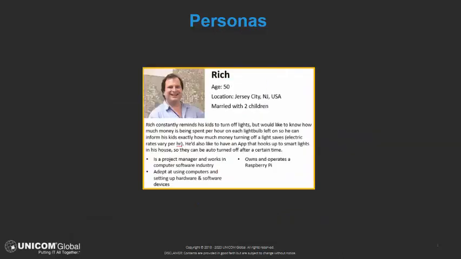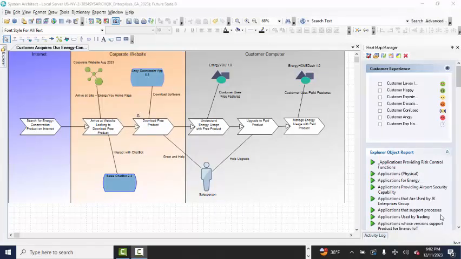In our fictitious example, Rich is looking for an application that will tell him exactly how much it costs per hour when leaving a light bulb on in his house, so he can encourage his kids to turn the lights off, and also for his own curiosity. How much does it cost to run a 75-watt bulb overnight? He also wants an app that can hook up to his smart devices in his house so he can turn them on and off. So we map Rich's journey, starting on the internet where he searches for an energy conservation product and finds ours, navigates our corporate website, downloads a free version of our product, and then downloads the paid version of our product and tries it.